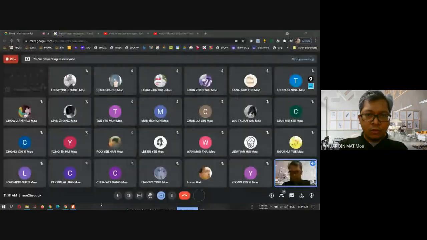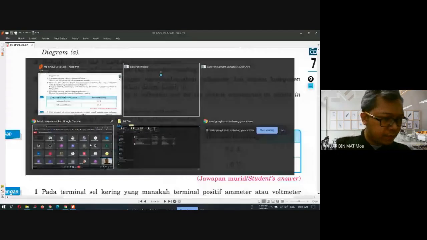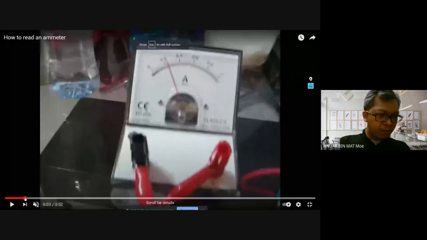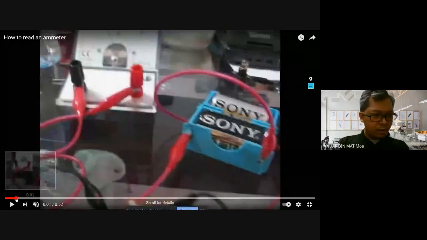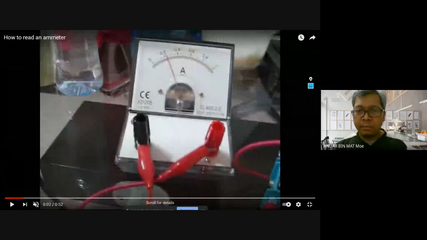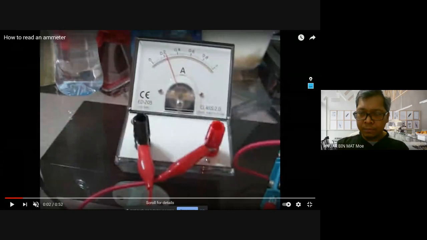So how do you want to read the ammeter and voltmeter? Okay. For example, if you can see my screen sharing right now, this is an example of an ammeter. Can you see the picture? Just wait for a moment. A bit. All right, this one. This is an example of an ammeter. This is an analog ammeter.